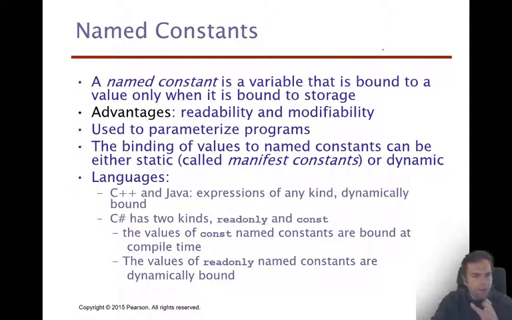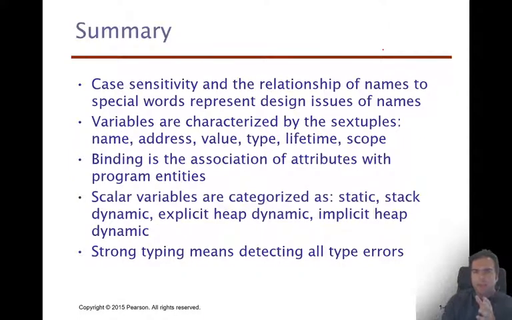That kind of wraps up this chapter. We hit everything in the outline that we're supposed to go through. Just a quick summary here. Case sensitivity and the relationship of special words are design issues related to the names of variables. Variables have those 6 attributes that you should all be able to rattle off: name, address, value, type, and then lifetime and scope are those kind of funky ones.